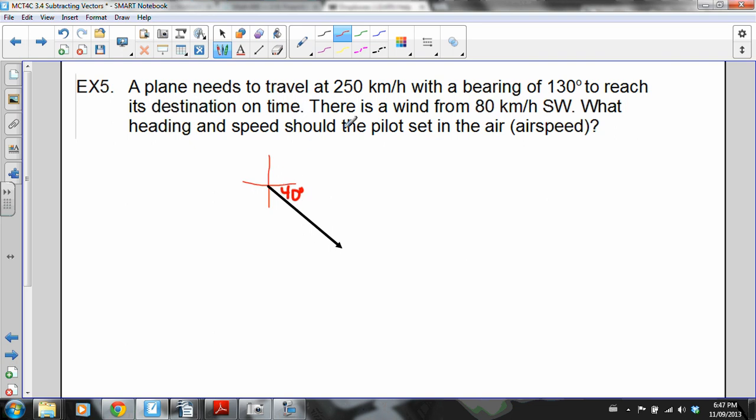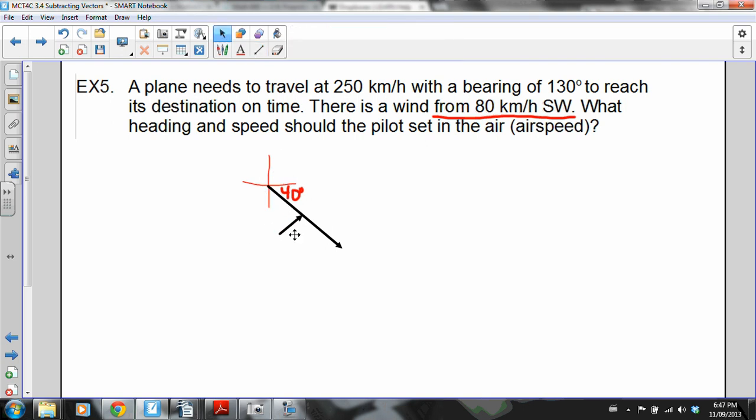There is a wind from 80 kilometers per hour southwest. So this idea of a wind being from somewhere, and sometimes they say the wind is pushing the plane this direction, but from kind of implies, from down here somewhere, from down here in the southwest, it's pushing on the plane, right? All the time.